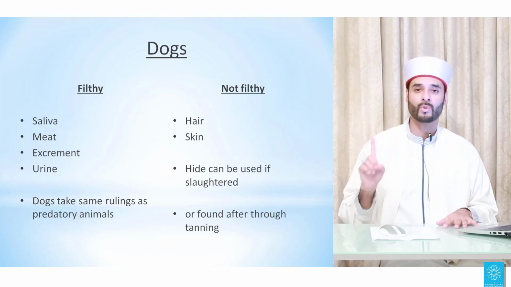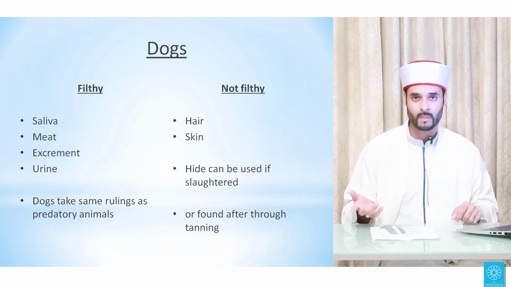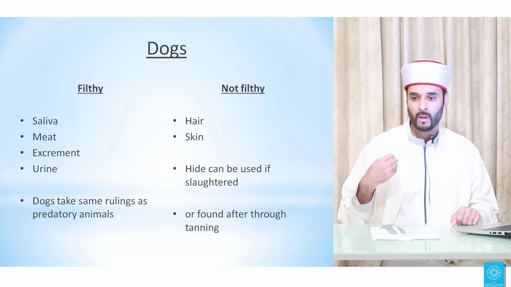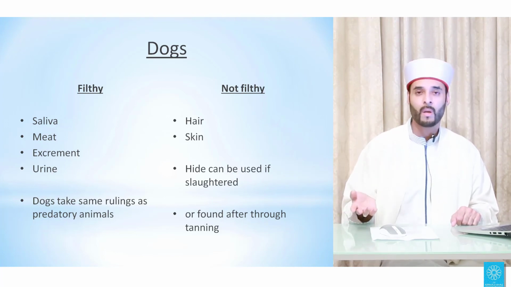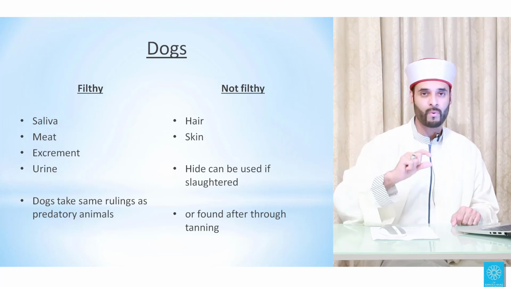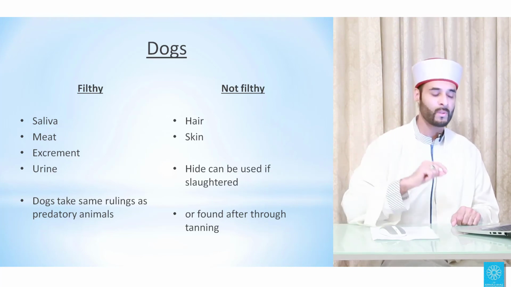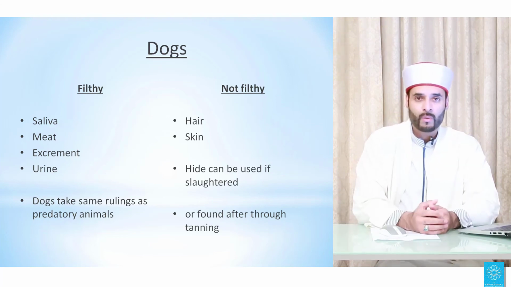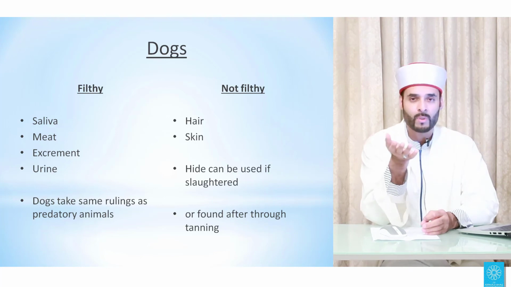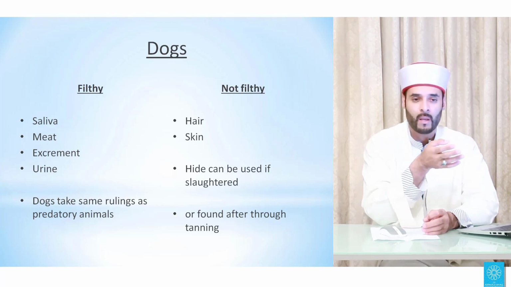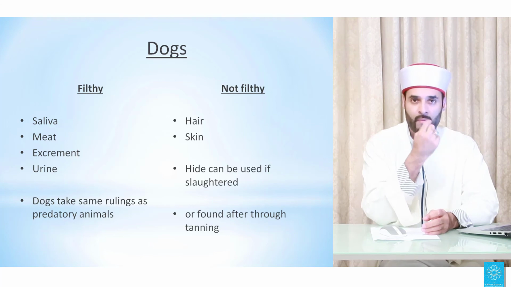However, if that dog touches you with its nose, that's the hardest part to avoid, right? Because dogs are very inquisitive. The very first thing they do is they nose you, they touch you with their nose. In that instance, that would be filthy. Filth would be transferred, which is the saliva of the dog transferred onto your clothes. In effect, they take the same rulings as all predatory animals, because even with other predatory animals like lions and hyenas and tigers and the like, wolves, it's their saliva that's heavy filth.